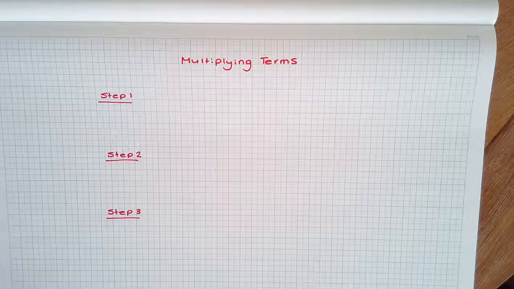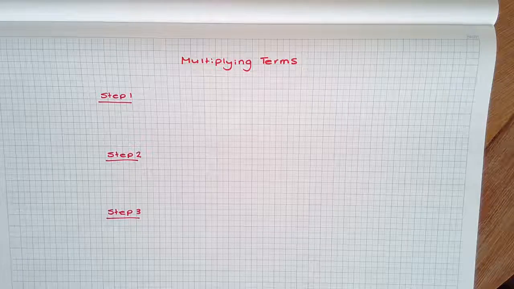In this video, we're going to have a look at multiplying terms. We can simplify an expression by multiplying terms. By simplifying an expression, we write it in the most efficient manner without changing the value of the expression. And I'm going to suggest 3 steps to go through.